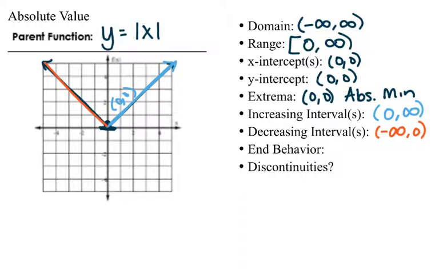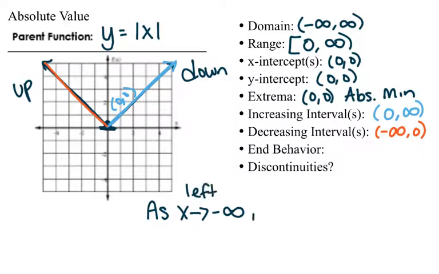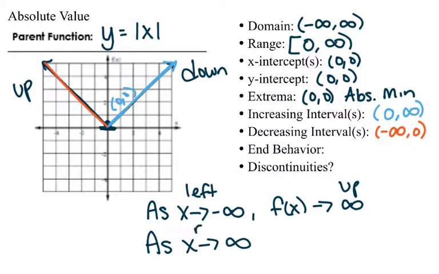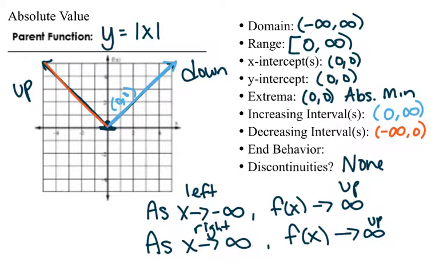The end behavior, so notice the left side is going up, the right side is going up. So I would say as x goes to negative infinity, which just means left side, f of x is going to infinity, up. As x goes to positive infinity, the right side of the graph, f of x goes to infinity, up. That's all that means. And then there are no discontinuities because there are no holes or breaks in the graph.